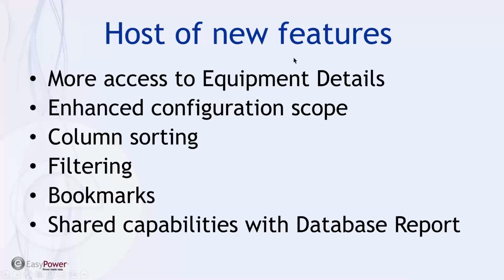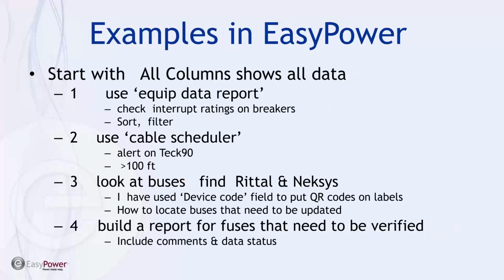Well, a host of new features that came along with moving the icon for database browser include more access to equipment details, enhanced configuration scope, features such as column sorting, filtering, and these are all shared with the database report as well as the database browser. So I'm going to spend a few minutes running through some examples. Now, these are not recommendations. These are just my own what-if example, but I want to show you how to use a database browser to accomplish these.